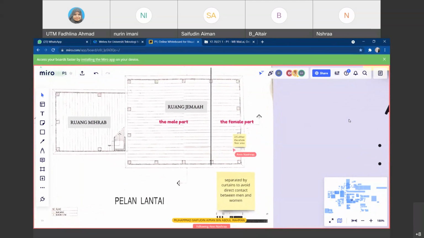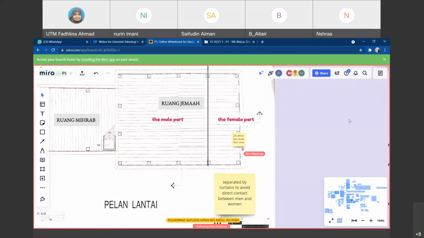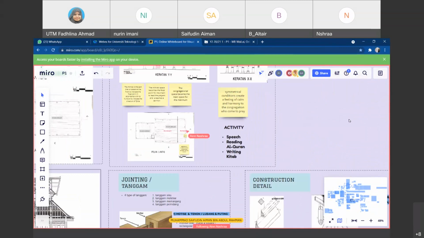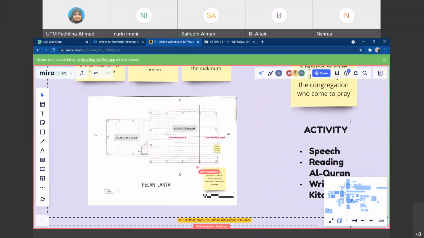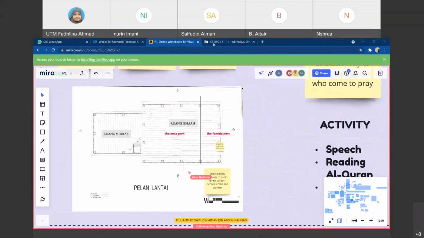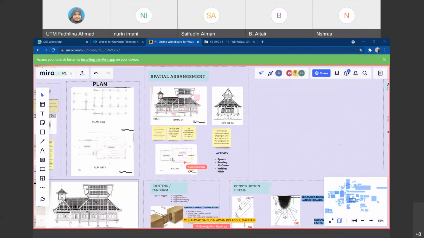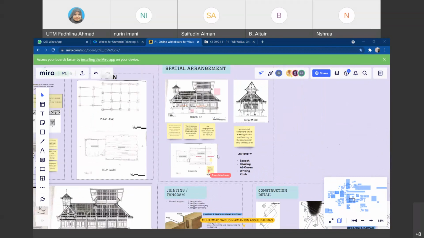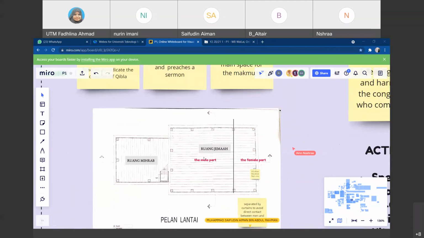The female part is 2/5 of the whole floor area in this plan. Where is the ablution area? The ablution area, the tempat wuduk, is outside. It is not included in the ruang mihrab and ruang jemaah. Before this, they just took wudu at the river, where there is a wudu place near the river. So until now they didn't include the ablution area in this ruang jemaah.